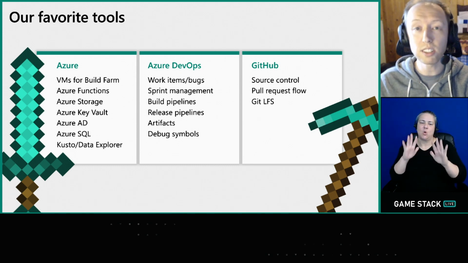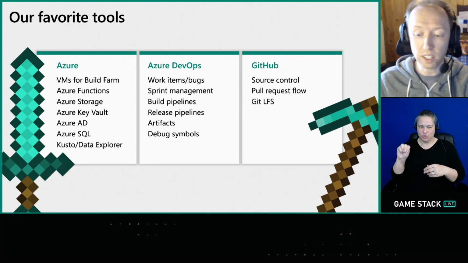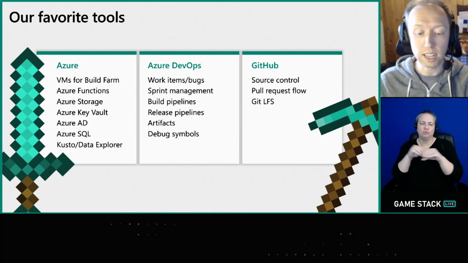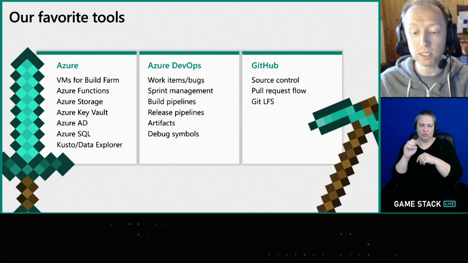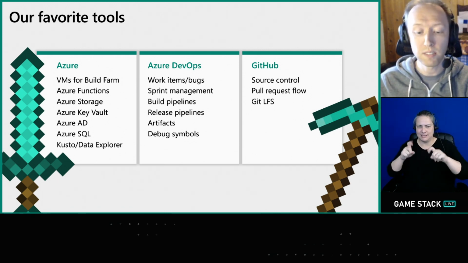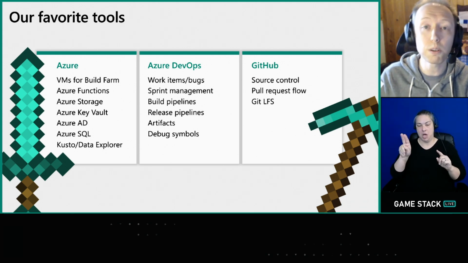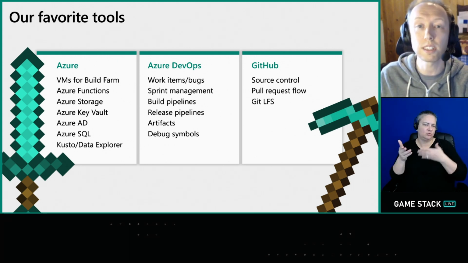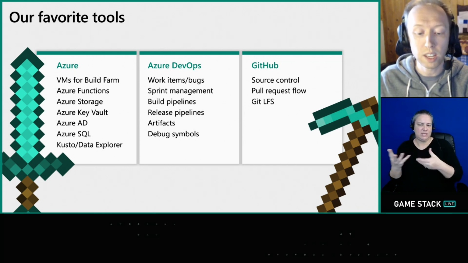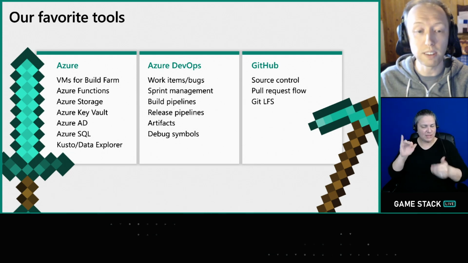We use Azure services for everything we can, such as virtual machines, functions, and storage. Azure DevOps covers much of our software development process, from sprint management to the build and test pipelines themselves. And GitHub is our primary source control service, with the pull request workflow being central to our continuous integration. We also use other cloud-oriented services such as PlayFab and App Center.